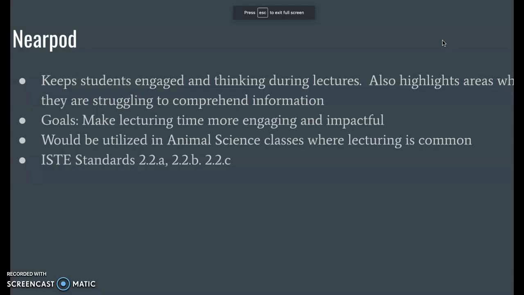All right. So Nearpod is a tool that I wanted to discuss. It's a web-based online technological tool. It's a presentation platform that you can utilize, but it also gives you the ability to have breaks in between your slides to help reinforce the information that you are presenting and to help keep students engaged.